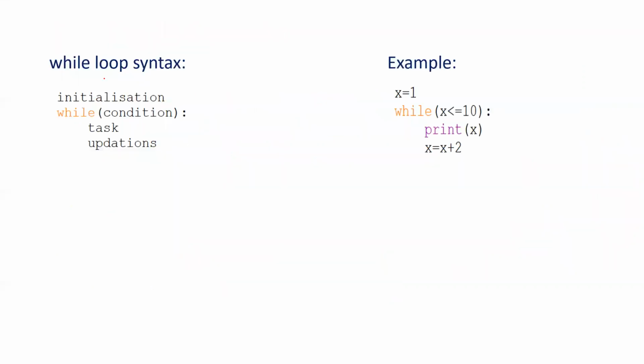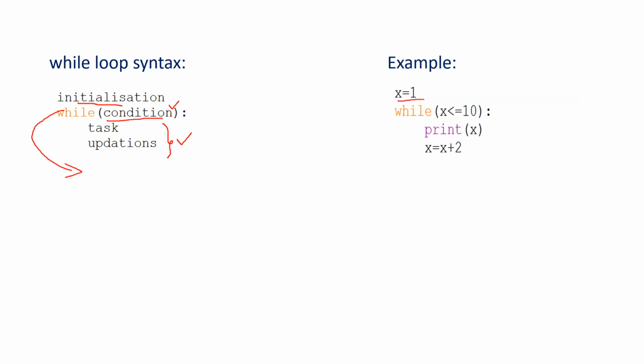Now look at this here, while loop syntax. This is the initialization of the variable, and the condition, and the task and updations you need to do here, which means this code will be executed until this condition is satisfied. Whenever this condition fails, the control will come out of the loop. Now see the example here.